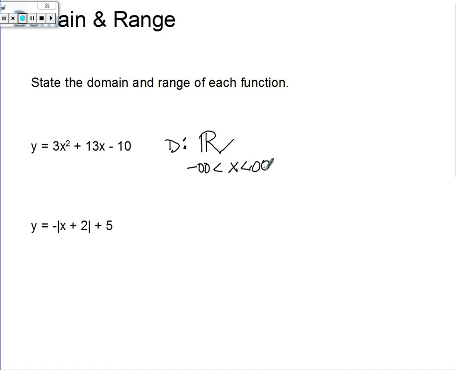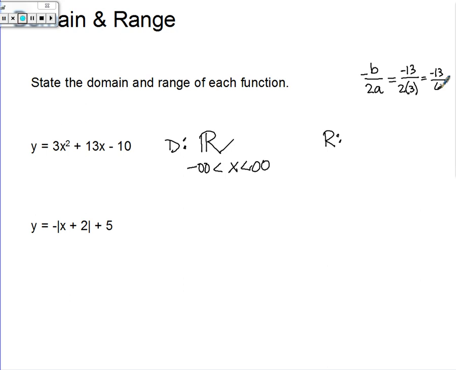Okay. The range, you would have to find the vertex to get the range. All right, well, there's a quick way to find the vertex. You take the opposite of b over 2a, or you change it to graphing form, which for this one will be pretty tough. So negative b, so that's negative 13 over 2 times 3. So that's negative 13 over 6.